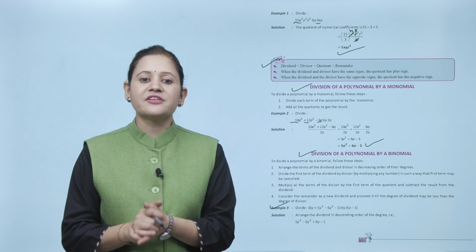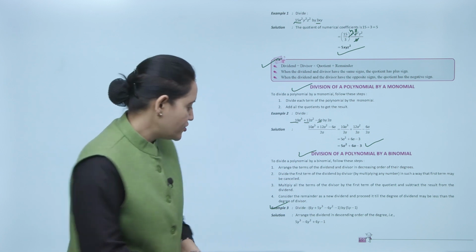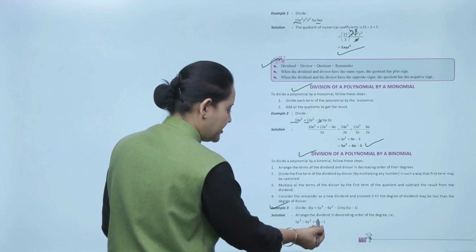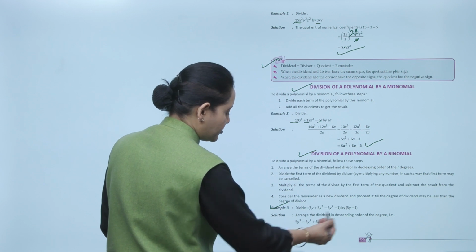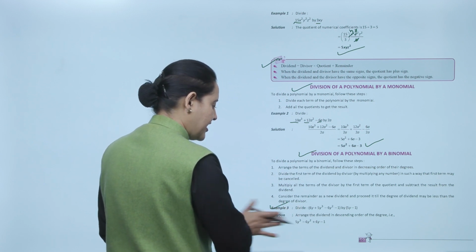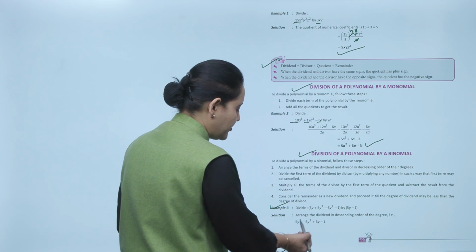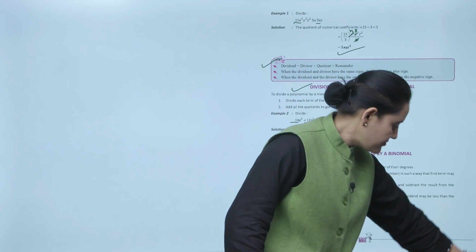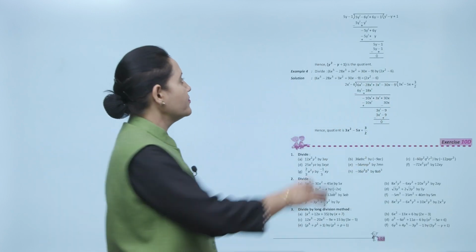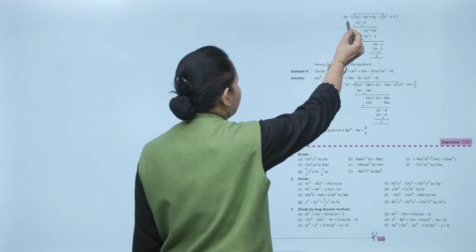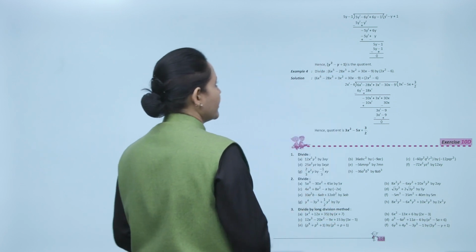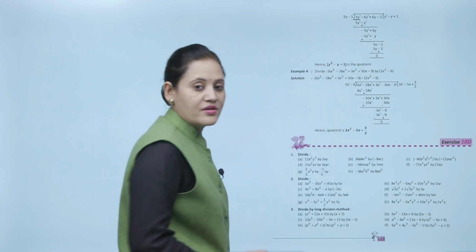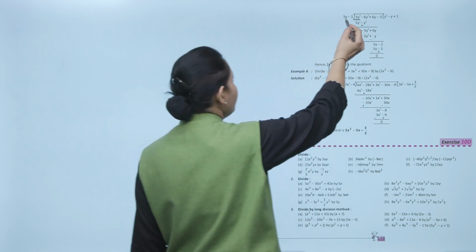Solution: arrange the dividend in decreasing order of degree. So इस तरीके से अरेंज कर लेंगे, सबसे highest, फिर उसके बाद इस तरीके से कम होती जाएगी degree. First highest को लिखेंगे and then decreasing order में arrange करेंगे. So 5y cube minus 6y square plus 6y minus 1. Now we start dividing. 5y minus 1 से हमें divide करना है. So first is what? 5y cube. Now what we have to do?